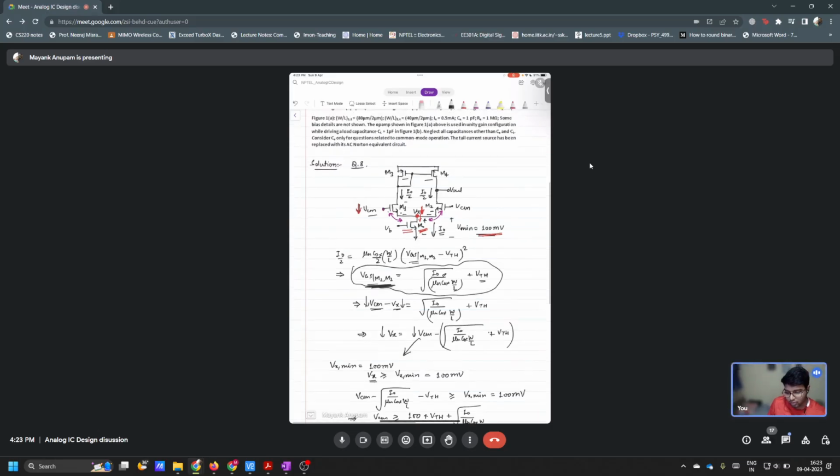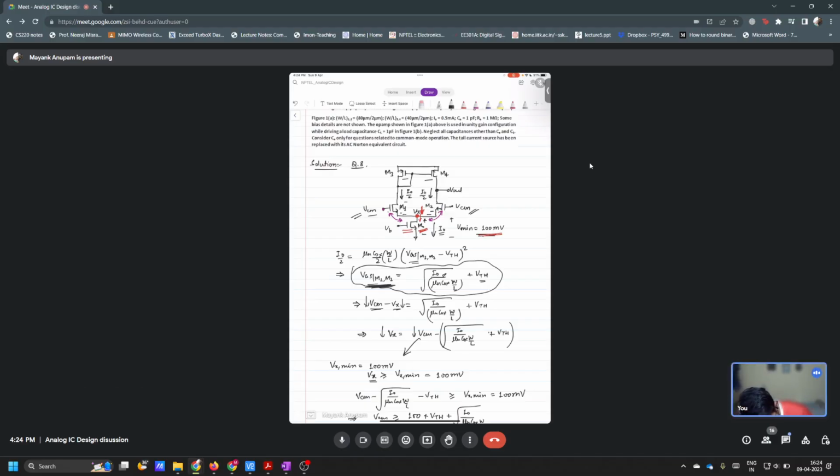And now tell me what should be the maximum possible value of VCM? So how will you do that? First of all, will there be a maximum possible value of VCM? I mean, if you keep on increasing VCM, is there a possibility that some transistor will go out of saturation?